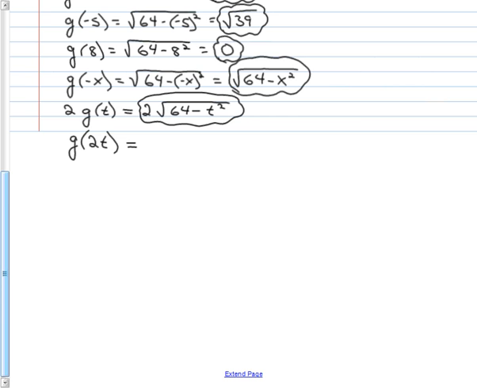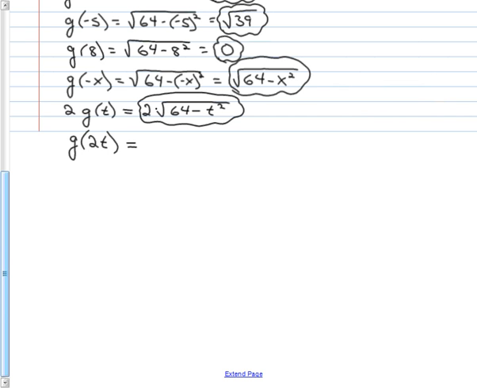Now, if the 2 was inside the square root, and I was multiplied by 2, it'd be 128 minus 2t squared. But I can't do anything with this 2 because it's like this. 2 times the square root of 3. Can I simplify that anymore? No, I can't multiply the 2 times the 3. It's just 2 times the square root of 3.